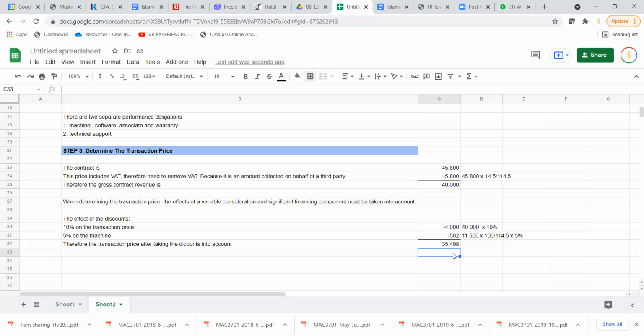what's important to understand is that we have to take into account a significant financing component. So when do we have a significant financing component? If a customer pays in advance for the goods or services.